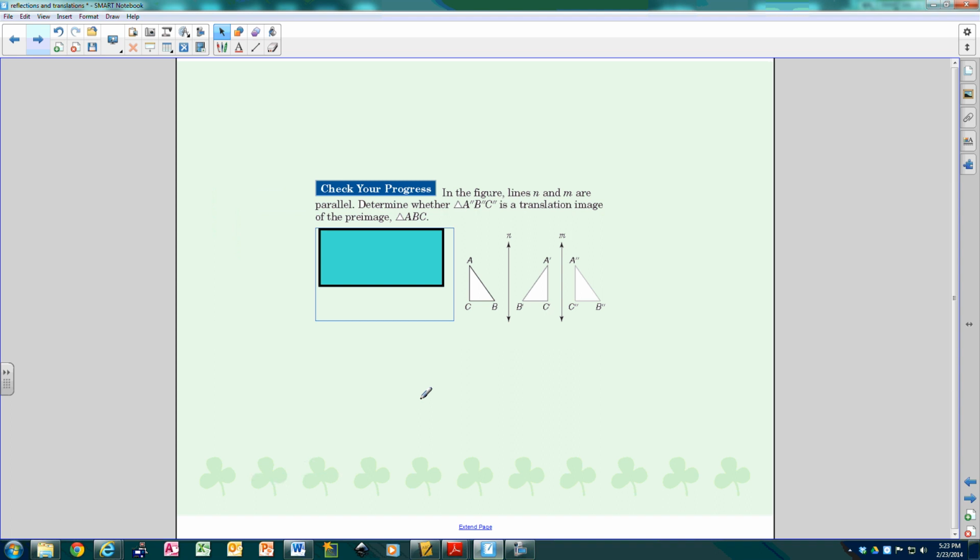Okay, so what about this one? In the figure, lines N and M are parallel, so this is parallel to this. This is your original image because there are no tick marks. And I'm going to reflect it. So if I reflect it, I flip it over. Then I flip it over again. A double prime, B double prime, C double prime does have the same orientation, so it is a translation image. Okay, I know they're very similar. That's why we're going to go over them more in class, okay?